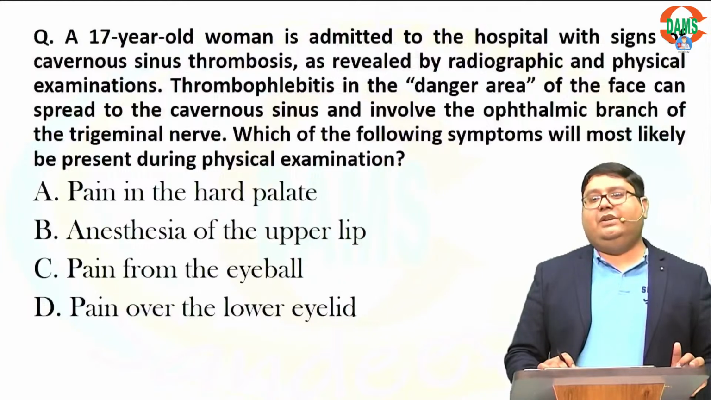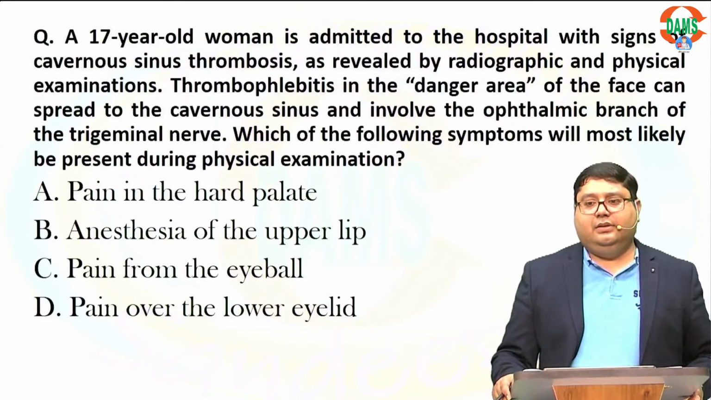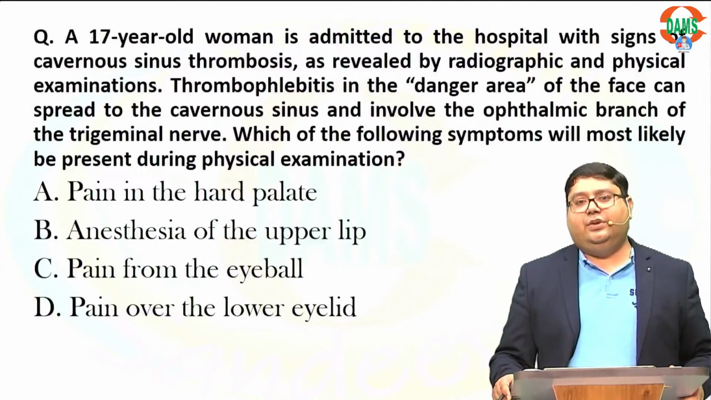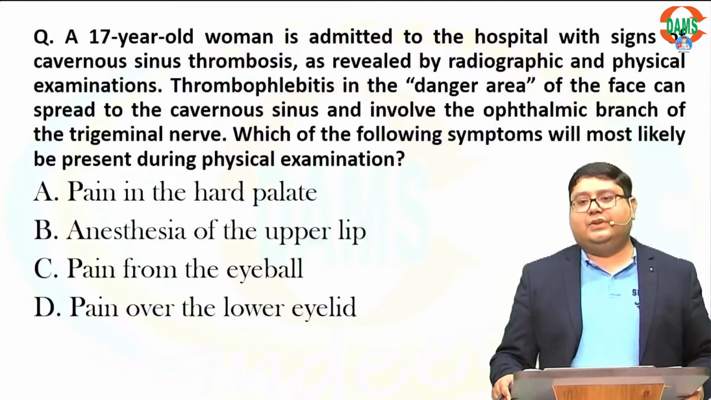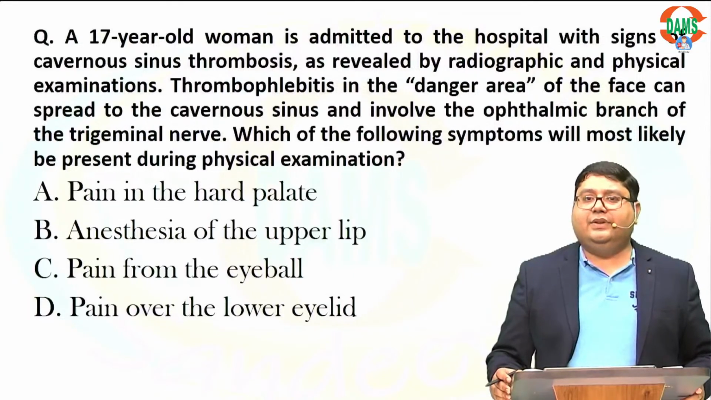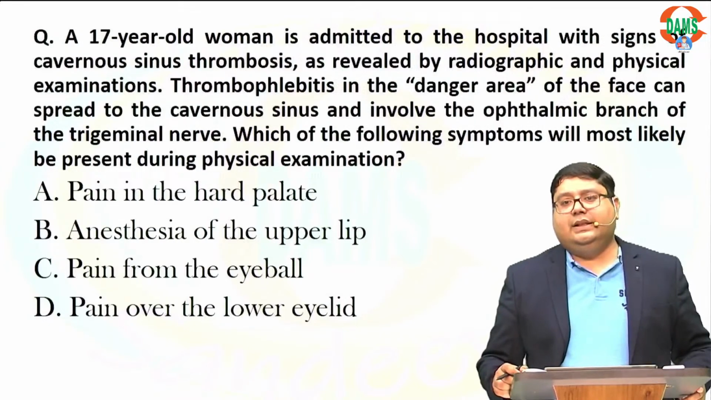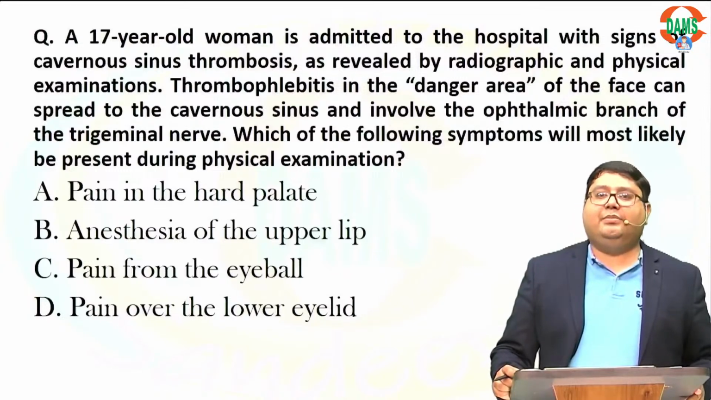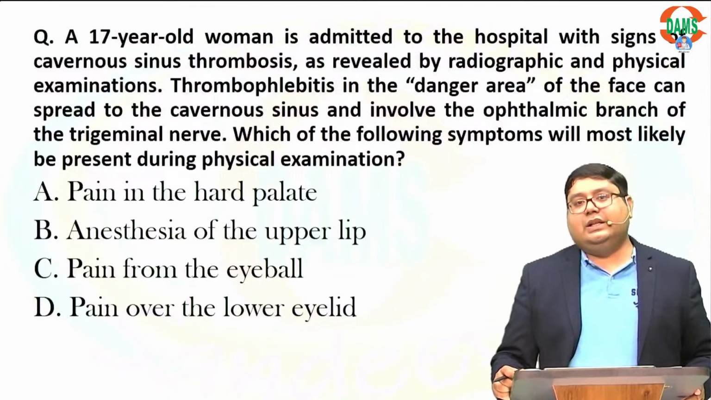Tell me, what do you think will be the answer over here? A 17-year-old woman is admitted to the hospital with the signs of cavernous sinus thrombosis, as revealed by radiographic and physical examination. Yes, danger area of the face. Eventually what is given is that the ophthalmic branch of the trigeminal nerve is involved. So basically, which is the most likely finding here?